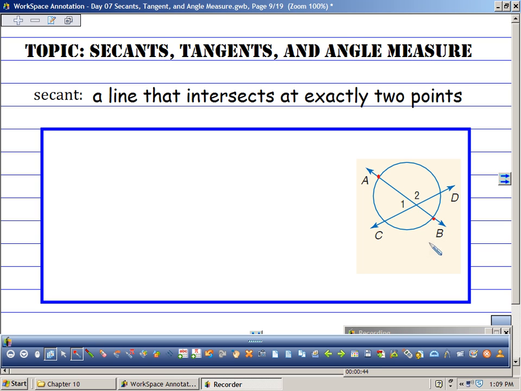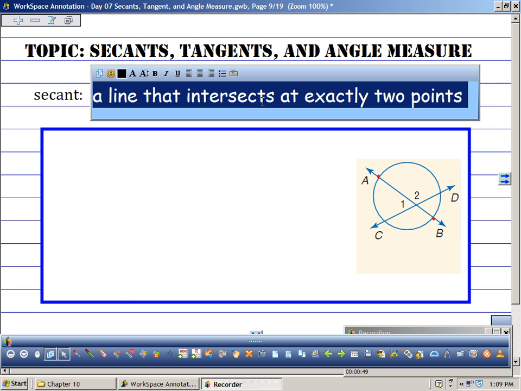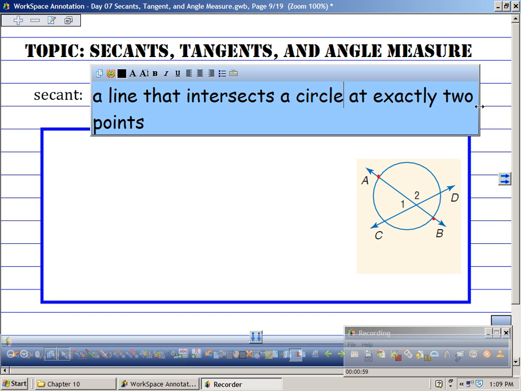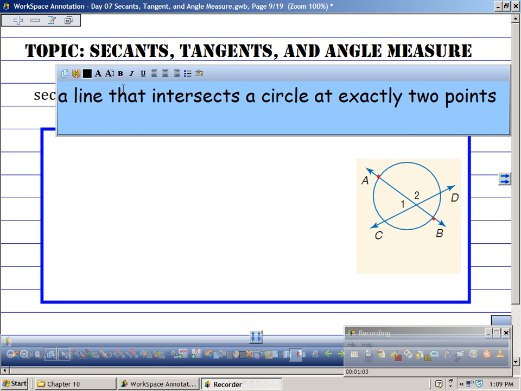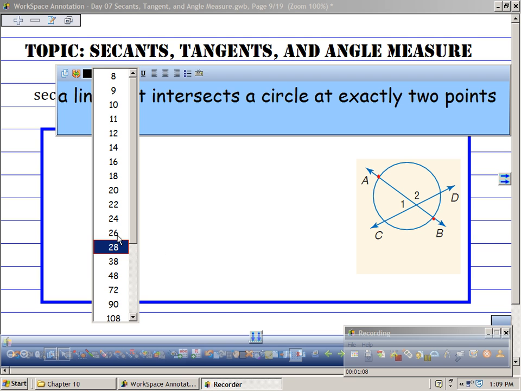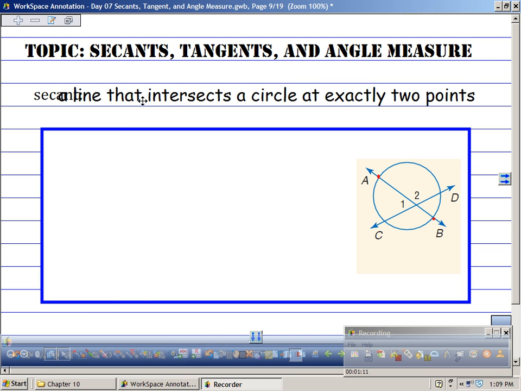Intersecting circle? Yes. I skipped that part. A circle at exactly 2 points. I'm not sure why that came out that big. There we go.